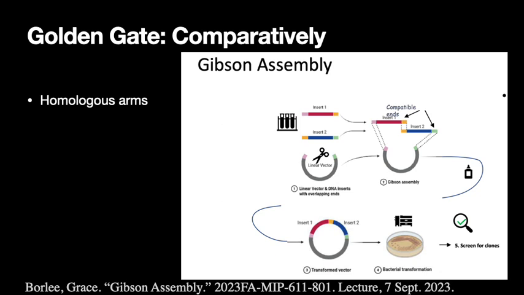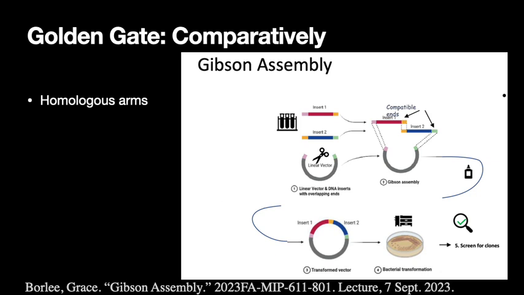With Gibson and CRISPR, there's recombination of homologous sequences at the ends of the DNA fragments in order for assembly to occur. This infographic was from a lecture, and I just thought it was very, very well done in showing your linear vector with your inserts, the homology that they have to each other, and the homology that they have to the vector, and then your transformed vector. I found this infographic really helpful, and I wanted to include it.